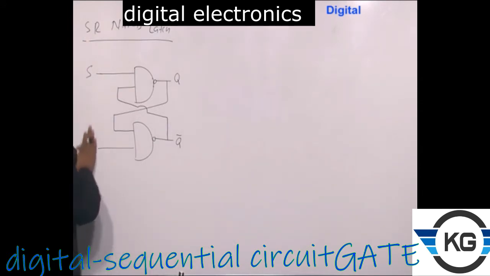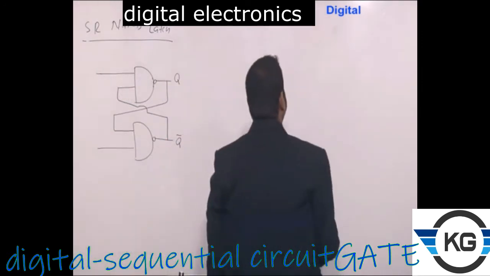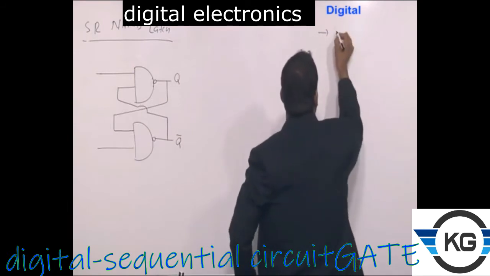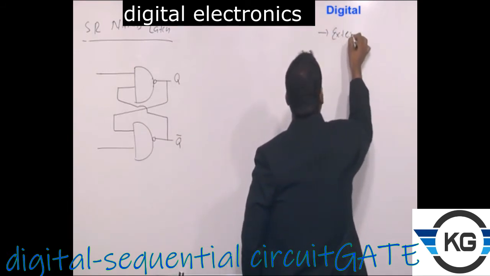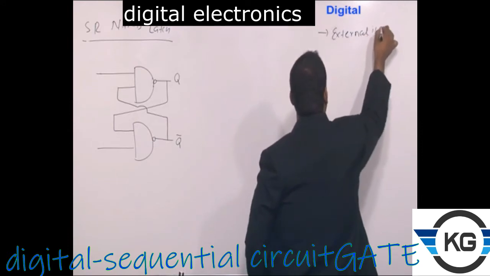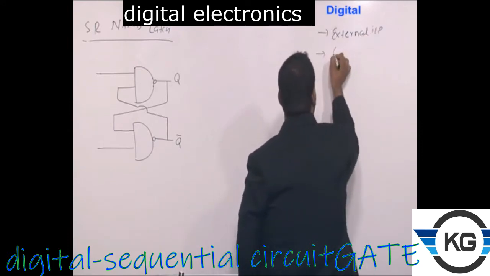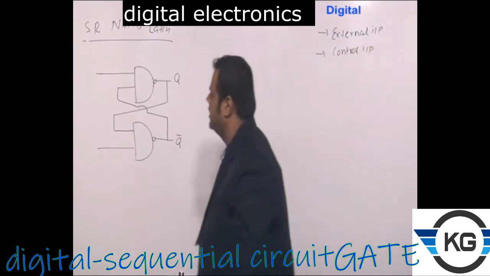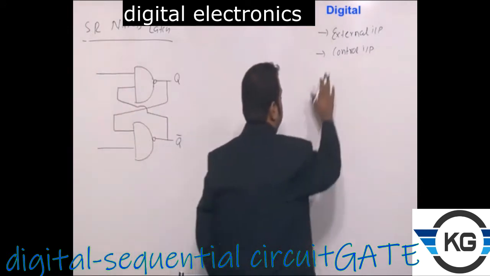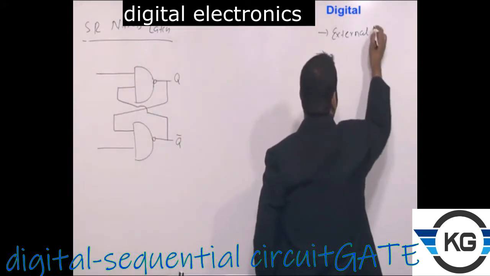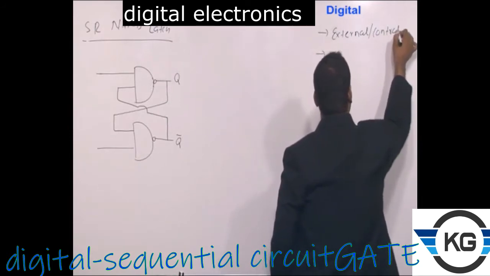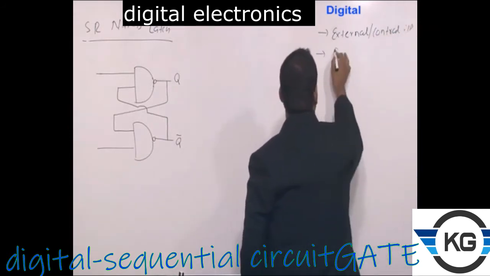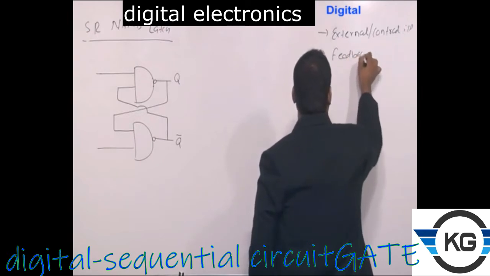Now, in this context I am defining two terms. One I am defining as external input, which is also known as control input, and the second kind of input I am defining as feedback input.